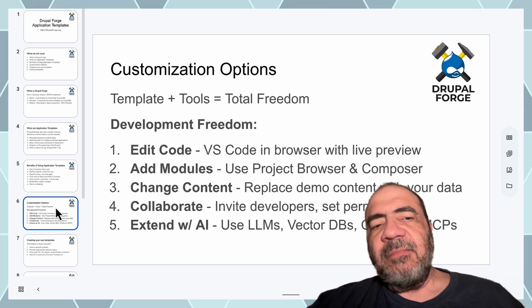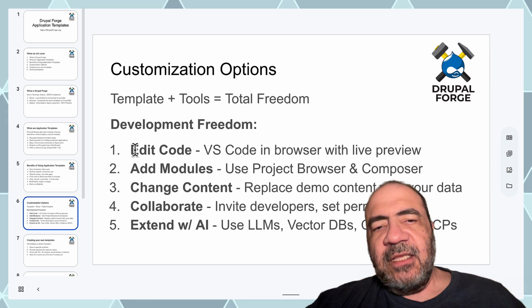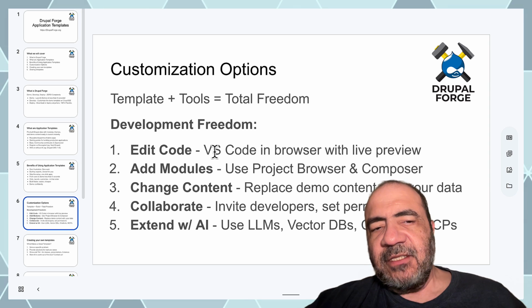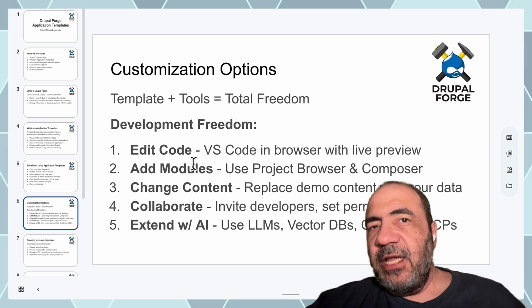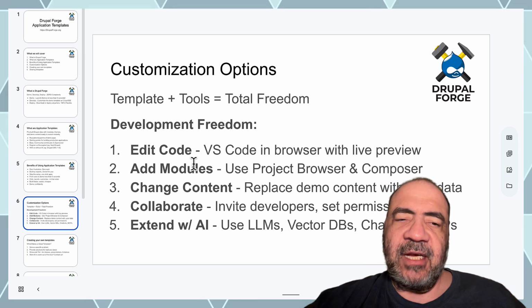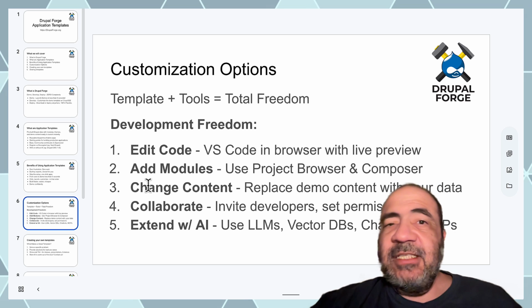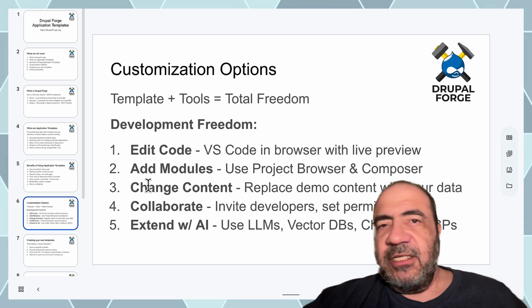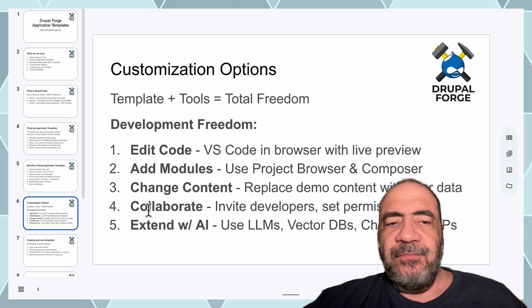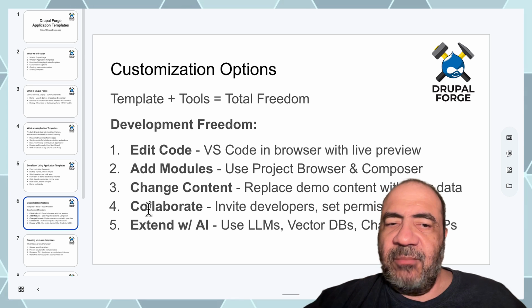Okay. To customize these templates, there are different options that you have. You can edit the code. We saw that using VS Code. You can add modules. So you have full access to Drupal. You have Composer access. You can add modules as you need them. There is demo content. So if you like what you've got out of the box, you can just go in and change the content. If you wanted to, you can invite other developers and you can collaborate.